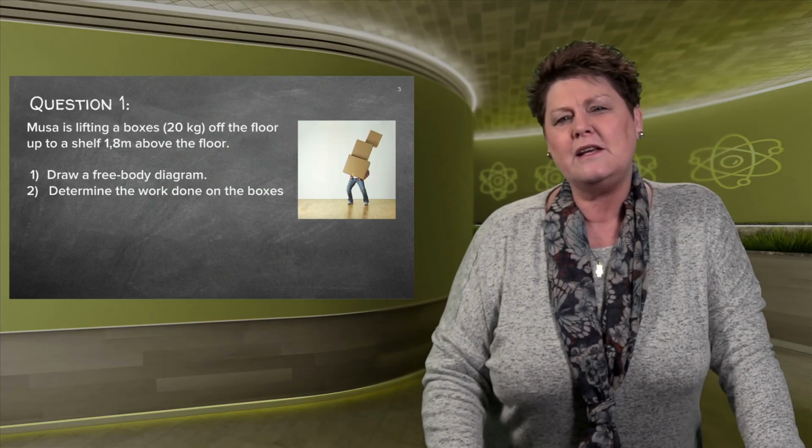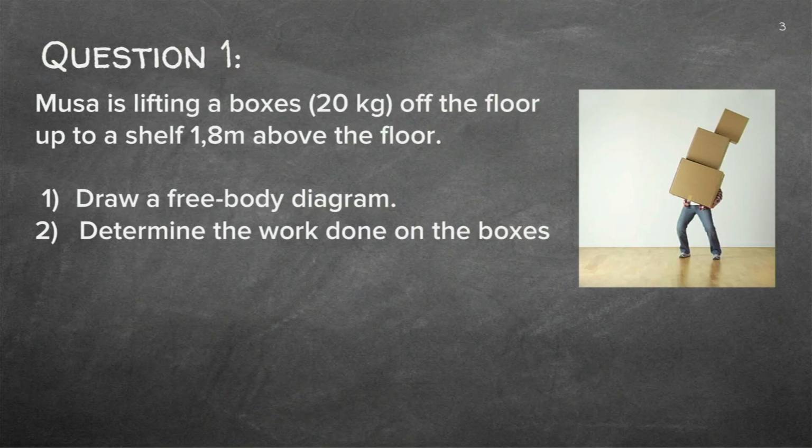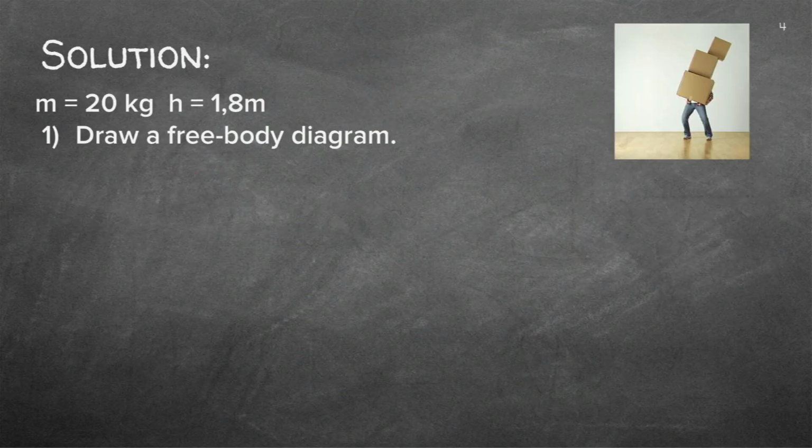In this first example that we're going to do together, they tell me that Musa is lifting boxes. So they immediately tell me the mass of 20 kilograms, and I make sure that it's not grams or milligrams. It's already in the correct unit. He lifts them off the floor to a height of 1.8 meters. So I also have the delta x, or in this case, because it's up and down, it's delta y. But you know it's there because it's a displacement. They firstly asked me to draw a free body diagram and then to work out the work done on the boxes. So let's draw a free body diagram.